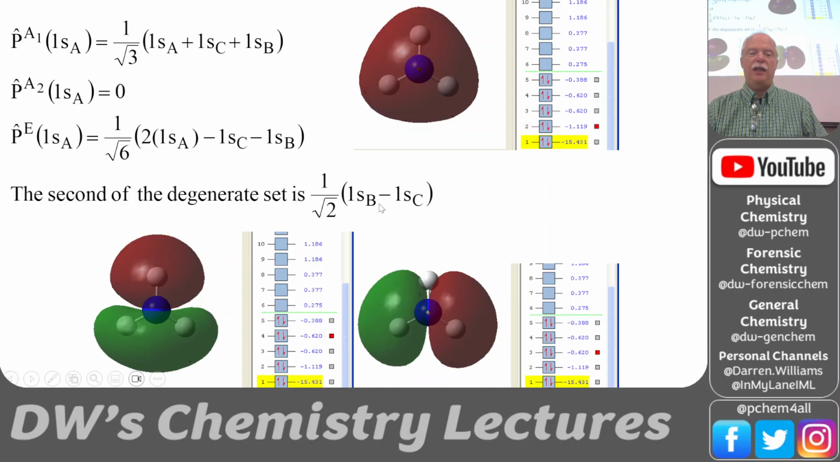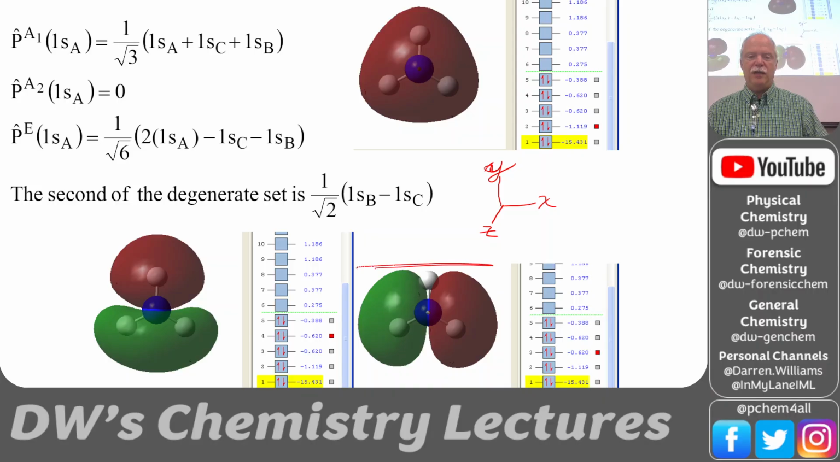And then down here, I guess it would help if I drew the coordinate system. We're looking right down the C3 axis. So coming out of the plane of the paper would be the Z axis. And so then this would be X, and this is Y. Okay, Y.